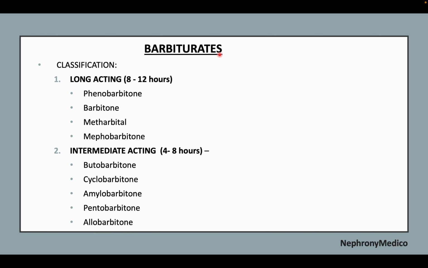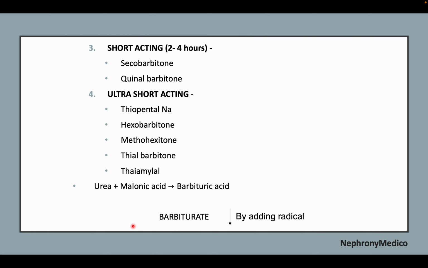Now, barbiturates. Classification: long-acting like phenobarbital, barbital, methobarbital, and mephobarbital; or intermediate-acting like butobarbital, cyclobarbital, amobarbital, pentobarbital, and allobarbital; or short-acting like secobarbital and quinalbarbital; and ultra short-acting like thiopental sodium, hexobarbital, methohexitone, thialbarbital, and thiamylal. Now, urea and malonic acid form barbituric acid.